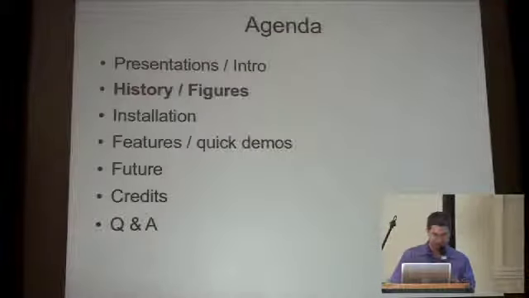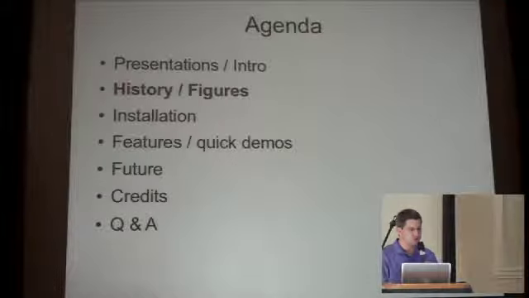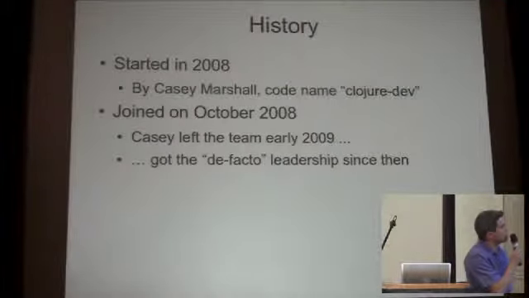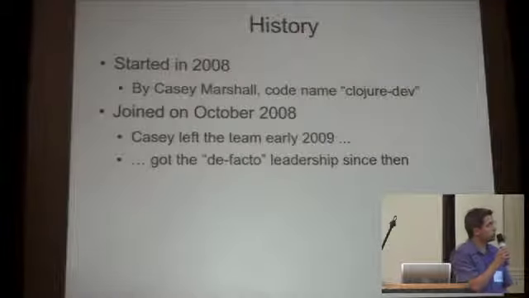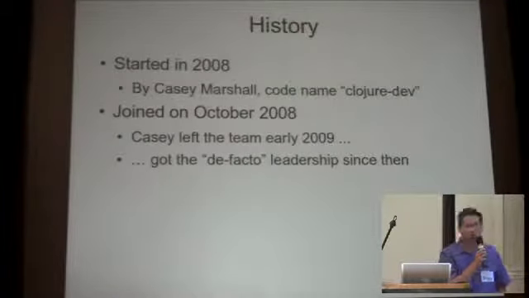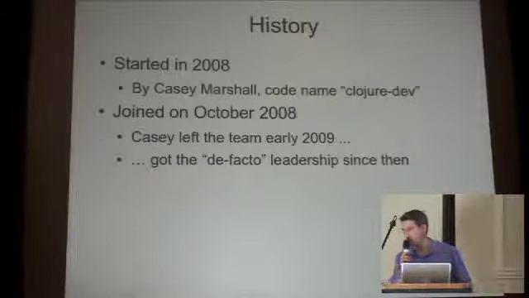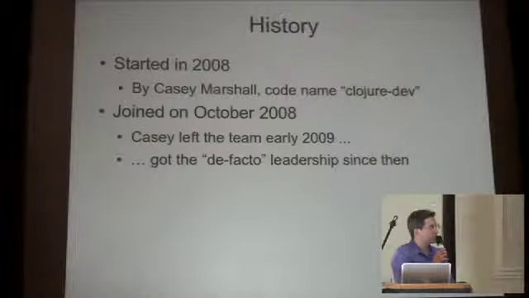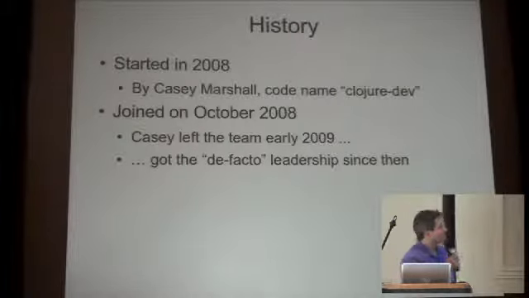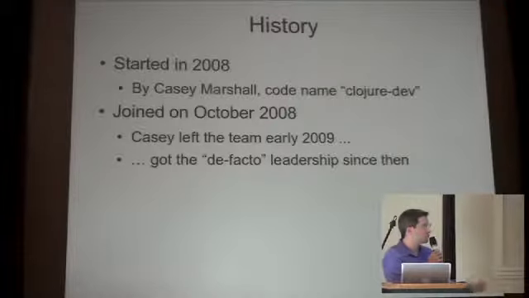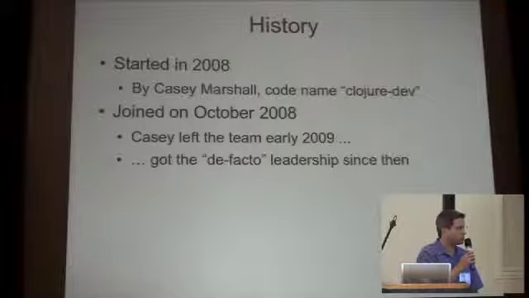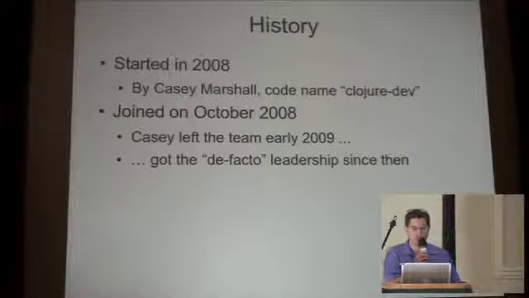So now, just 2 quick slides on the history. Counterclockwise was started in early 2008 by Casey Marshall. It was first named Clojure Dev, but then the name was taken by Rich. So I switched to another great name, which was suggested to me by Christophe Cran. I joined the team in October, and for personal affairs, Casey left very quickly, and I got the de facto leadership or sponsor man since then.